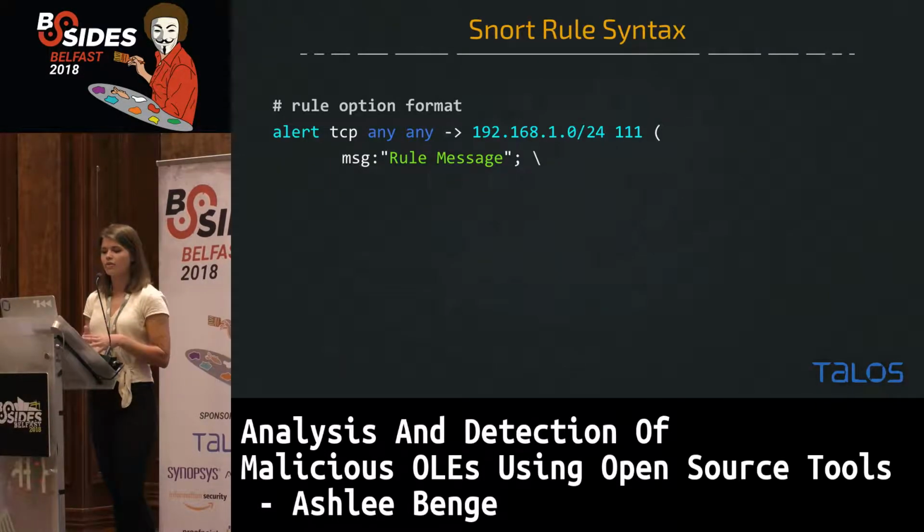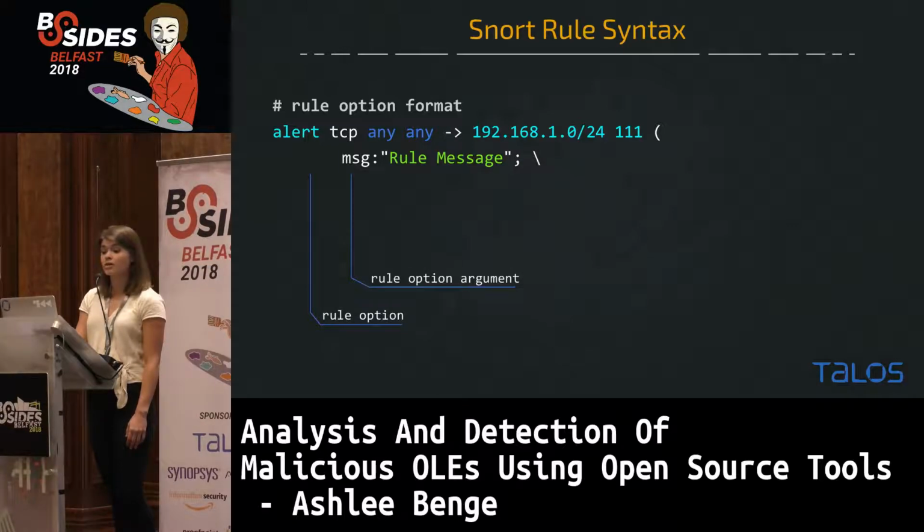Every other thing that I'm going to talk about from now on is called a rule option. So on the left in this case, we have a rule option, which would be the message in this case. On the right, we have our argument, which is literally rule message.